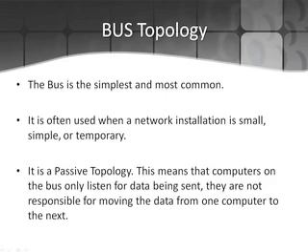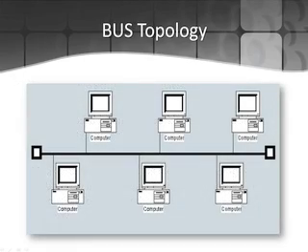Bus topology. The bus is the simplest and most common type of topology. It is often used when a network installation is small, simple, or just temporary. It is a passive topology. This means that the computers on the bus only listen for the data being sent. They are not responsible for moving the data from one computer to the next. And here is an example of the bus topology.